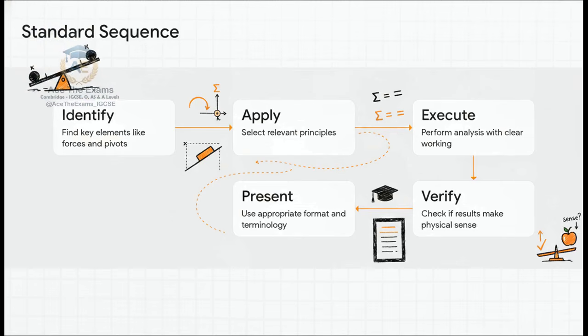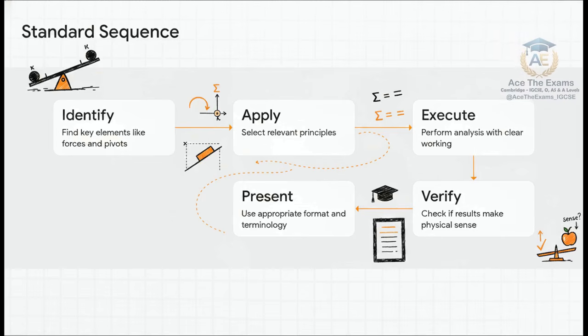Step 1. Identify key elements. Instead of rushing, Sam needs to stop and highlight the command words and pinpoint the specific forces and pivot points. Step 2. Apply relevant principles. Instead of a data dump, Alex needs to select only the principle of moments. Step 3. Execute the analysis with crystal clear working. This is where those red pen marks turn into green check marks.